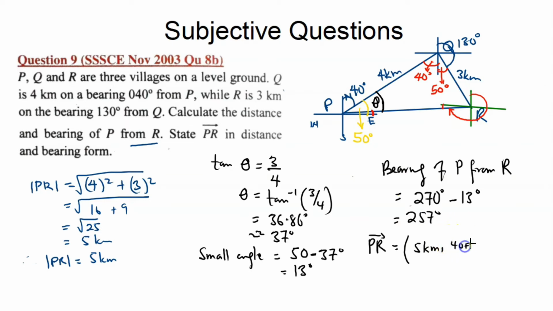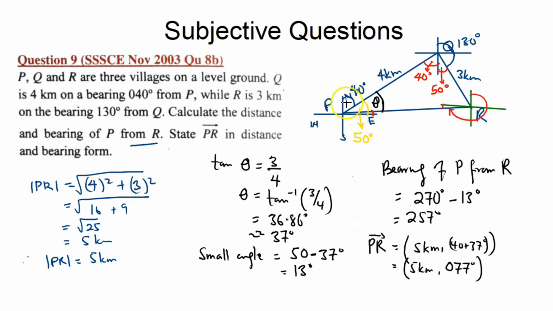40 plus 37 degrees, and that will be 5 kilometers and then 77 degrees, which is 077 degrees. Now someone may ask, why did I add 40 degrees to 37 degrees to obtain 077 degrees for the bearing of the vector PR?